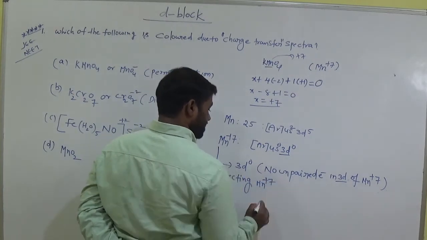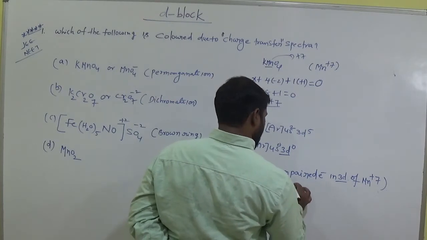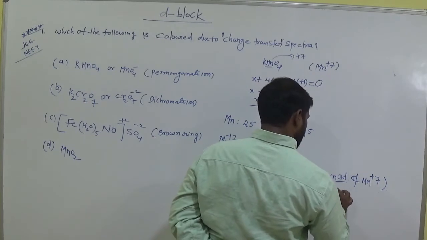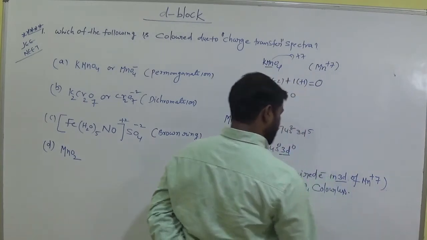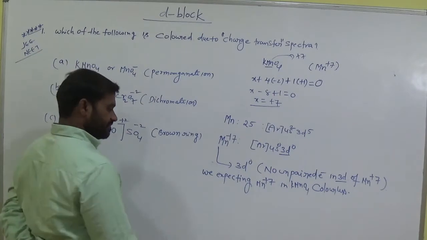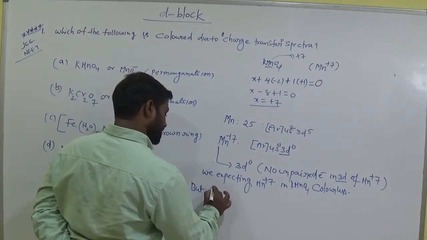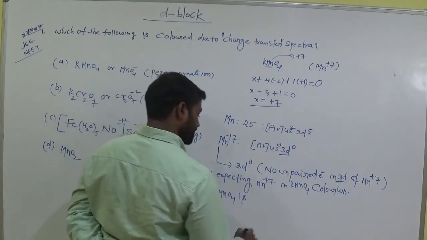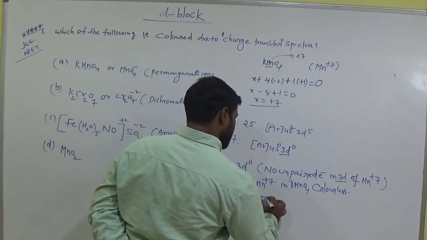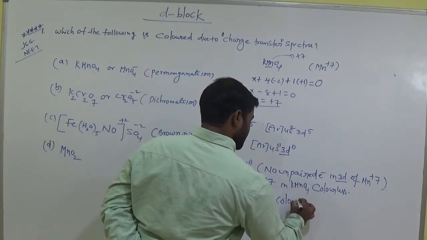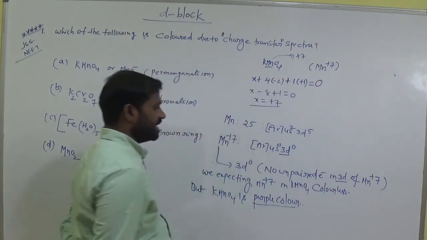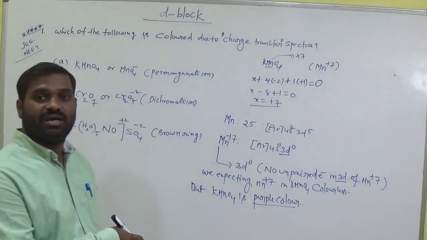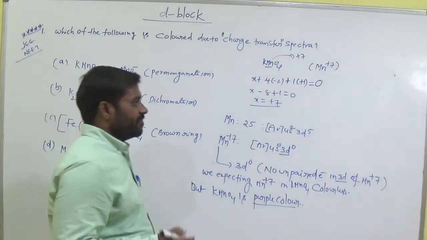Mn plus 7 in KMnO4 — we are expecting it to be colorless. But KMnO4 is purple in color. Actually, it should be unable to show color due to the absence of unpaired electrons, but it can show purple color in KMnO4. What is the reason?